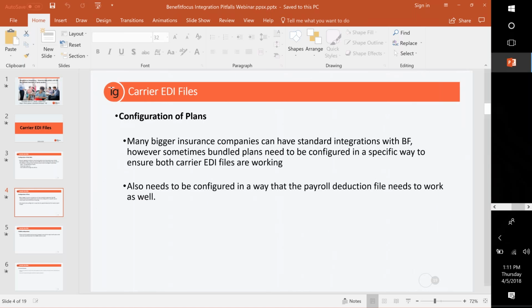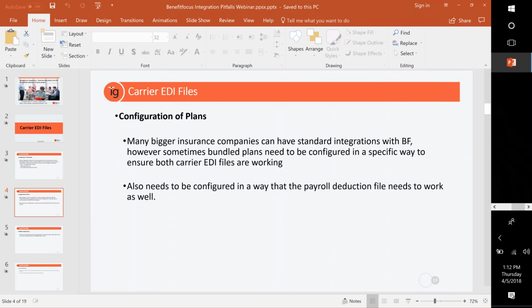However, even though it's a standard integration between one large carrier, say a Blue Cross Blue Shield subsidy with Benefit Focus, the problem is that sometimes the plans are sold different to different carriers, and if things are bundled in a certain way or in a highly customized or unusual way, it won't work with the standard integration, or it's going to take a very tricky configuration of the way it's bundled.